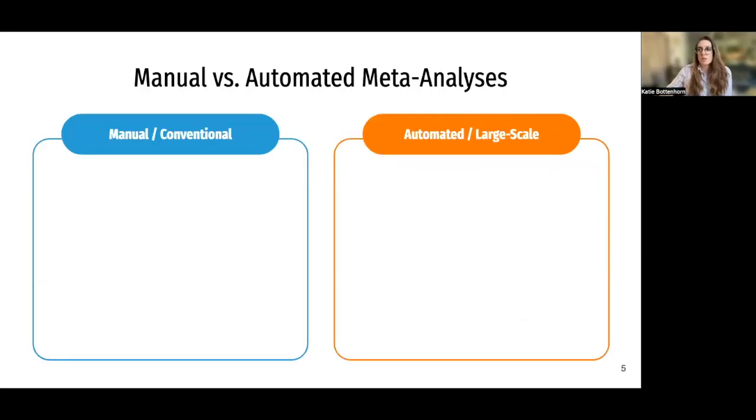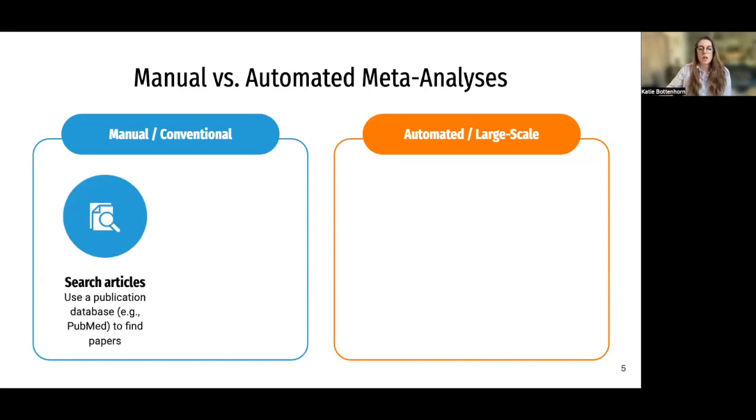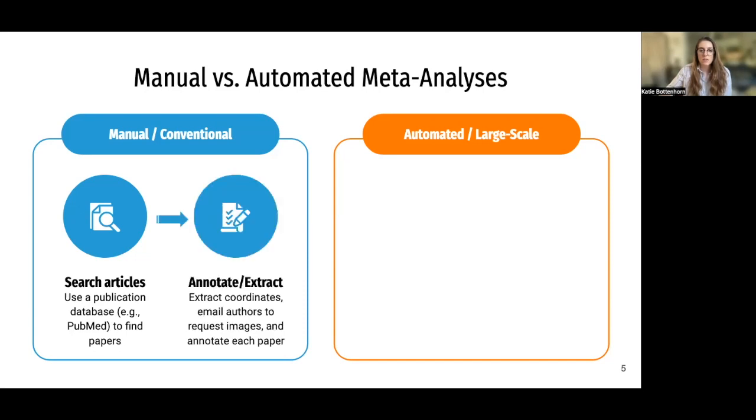So the difference between manual and automated methods is really in the process, of course. For a manual meta-analysis, you're going to go ahead and search through a publication database like PubMed to find papers worth meta-analyzing. And then you're going to look through each of those papers. In the case of a coordinate-based meta-analysis, you'll extract the brain activation coordinates. In the case of an image-based meta-analysis, you might email the authors to request those images if they haven't already been shared. Spoiler alert, share your maps. And then you might annotate each paper.